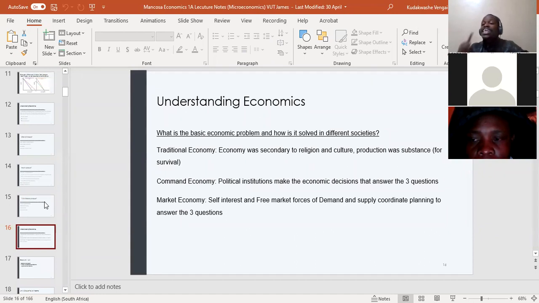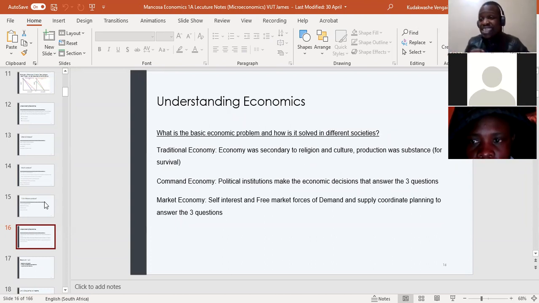So if there is an increase in demand for cell phones, if people start buying cell phones like crazy, then companies will start investing money in producing cell phones. So there's what we call the invisible hand of the market that is helping the market decide what to produce and how to produce it.